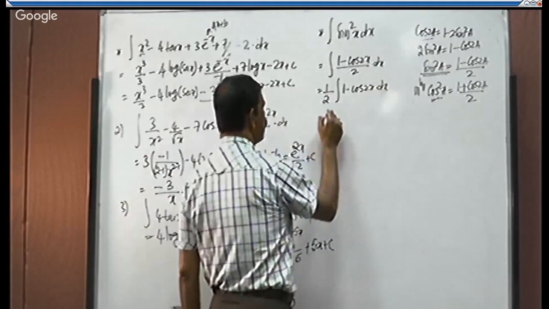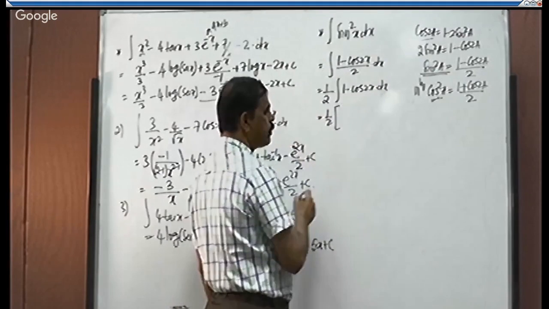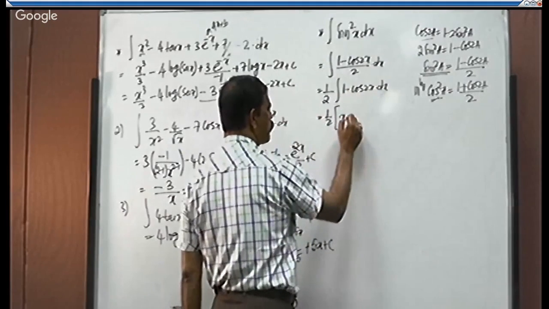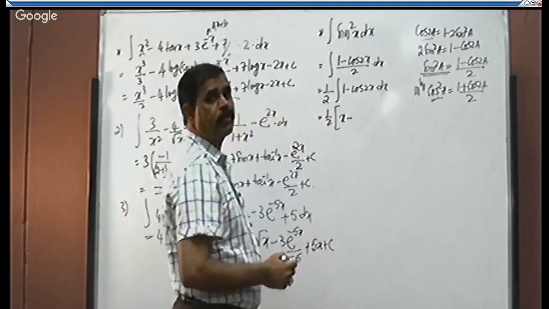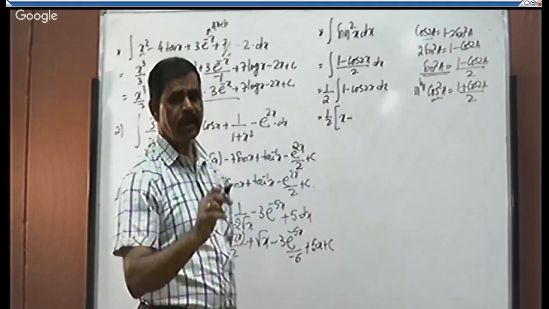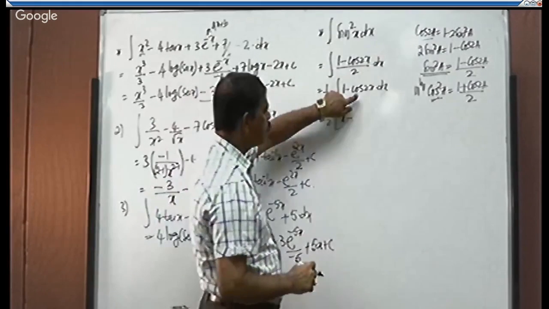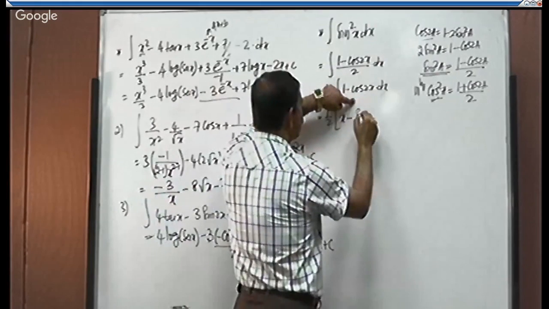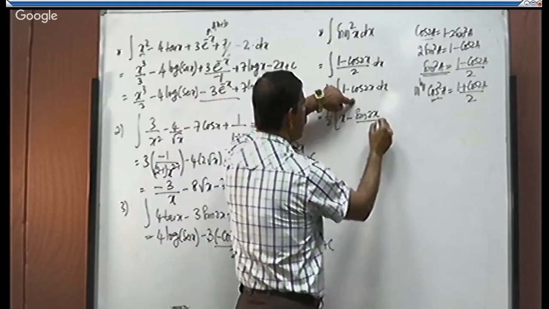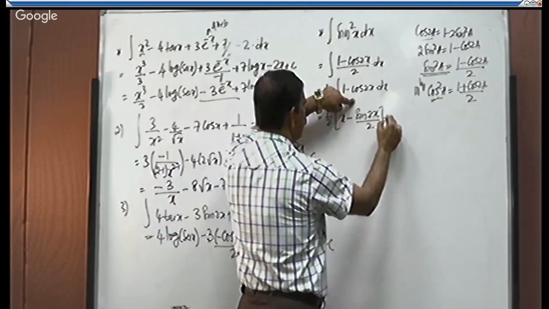Therefore, keep 1 by 2 as it is. Integration of 1 is x, minus integration of cos 2x. It is cos of ax plus b form, correct? Cos of ax plus b is sine of ax plus b divided by x coefficient, 2, plus c.